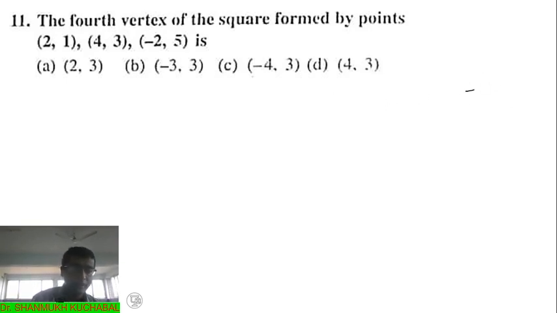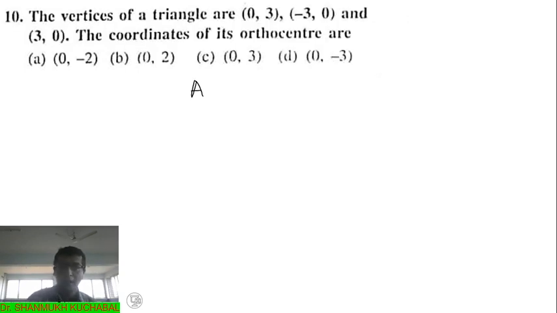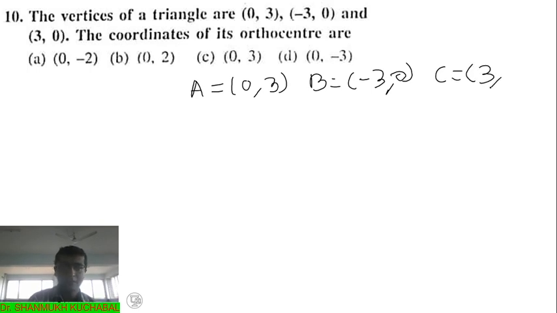First we'll solve example number 10. We'll write point A as (0, 3), B as (-3, 0), C as (3, 0). Okay, now slope of AB we will calculate.